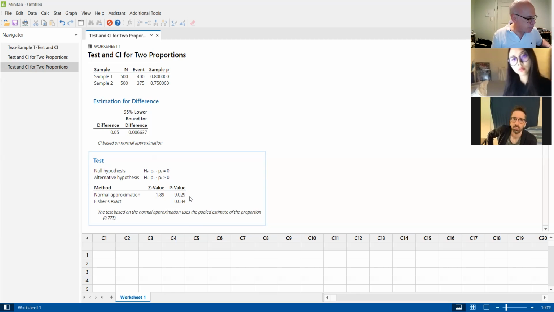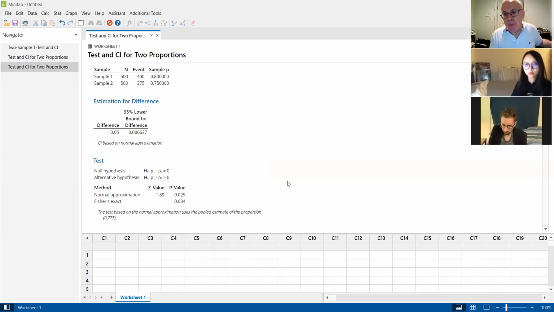Now, what if, and here's a big what if, the 2 samples are not independent?